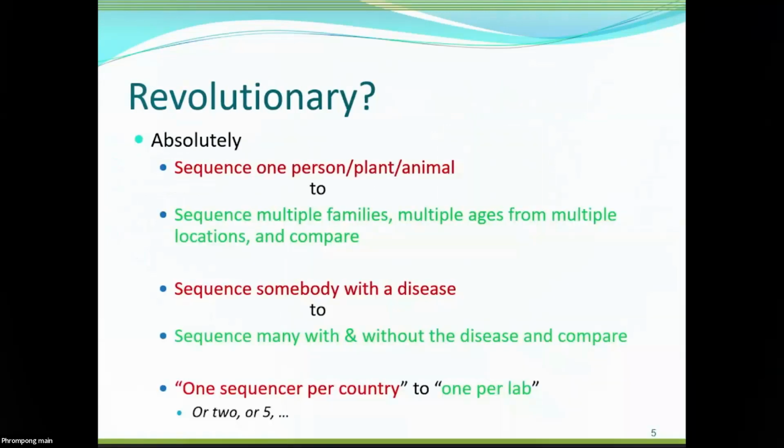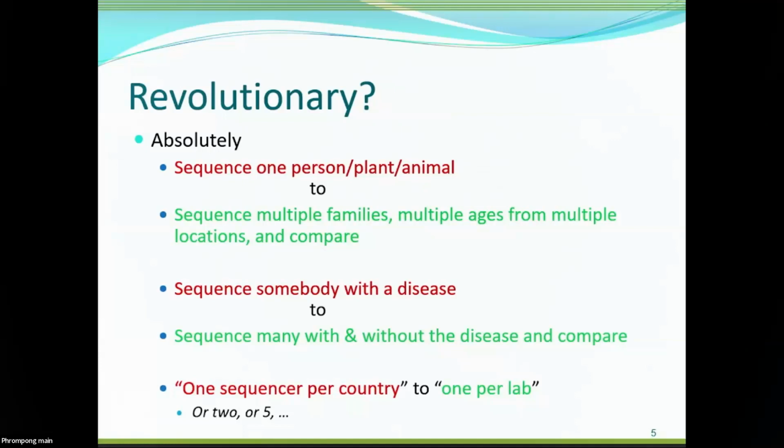Does that change things? Absolutely. So when you had a researcher trying to do gene sequence analysis, they'd be lucky during their research to sequence one gene. Nowadays, we can do multiple families, multiple types, different patients. How much data are they generating?